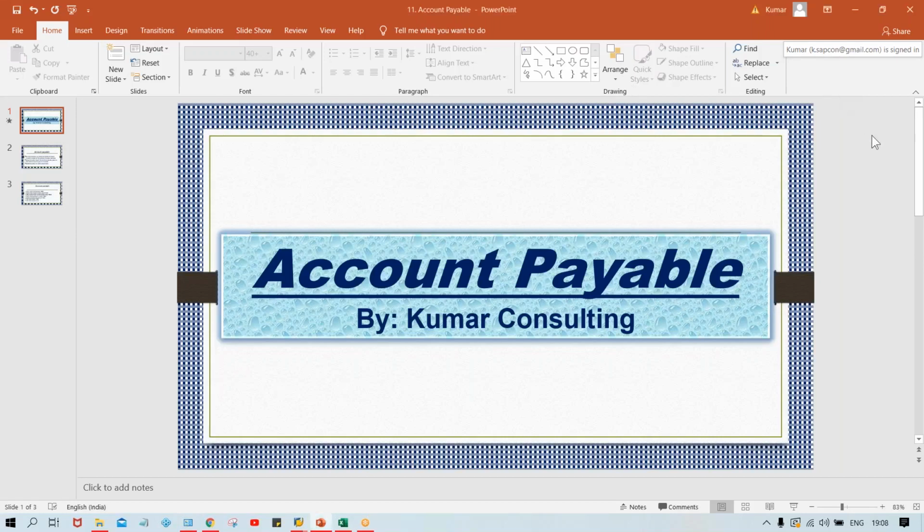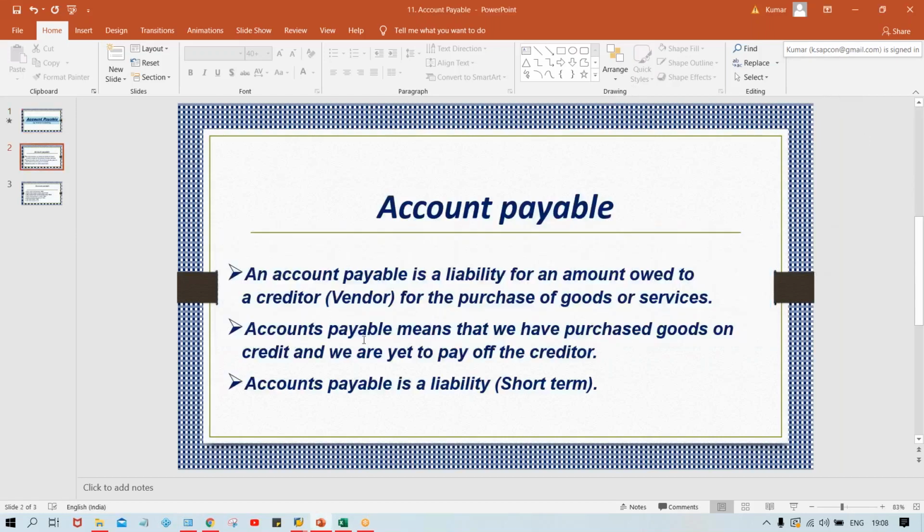So guys, if you talk about account payable, now look here. If you do a Google search, you'll get certain definitions. For example, an account payable is a liability for an amount owed to a creditor. Creditor means vendor, for the purchase of goods and services. These kinds of definitions you're going to get from Google. Those from a finance and account background, as I told you, will be able to understand. Those from a non-finance and account background might still have some confusion.